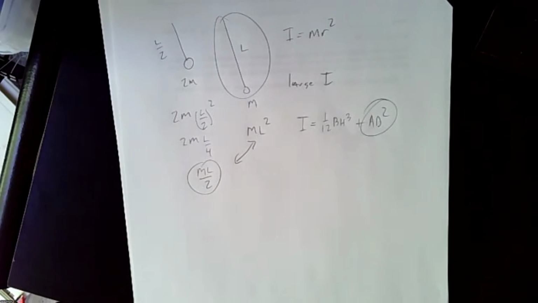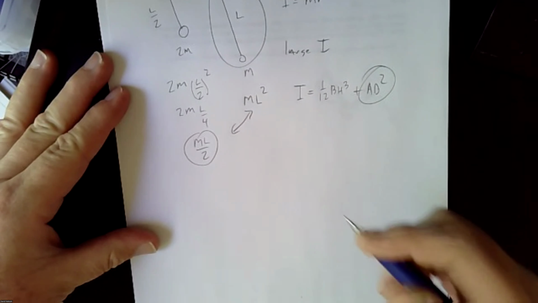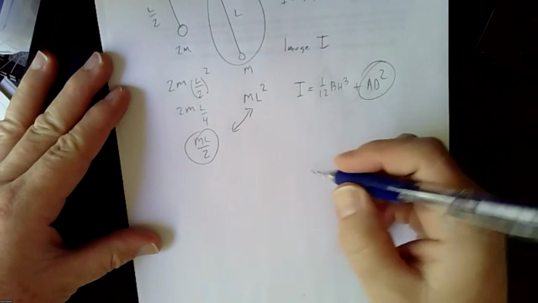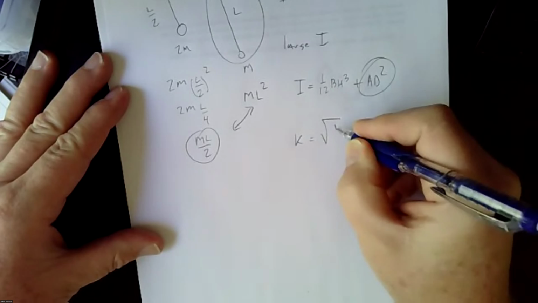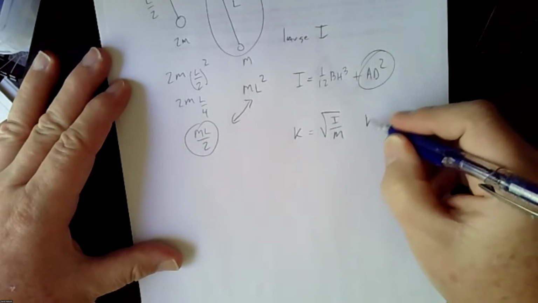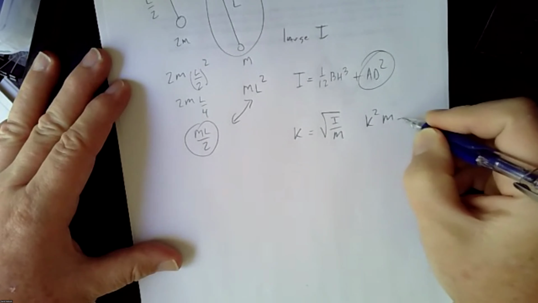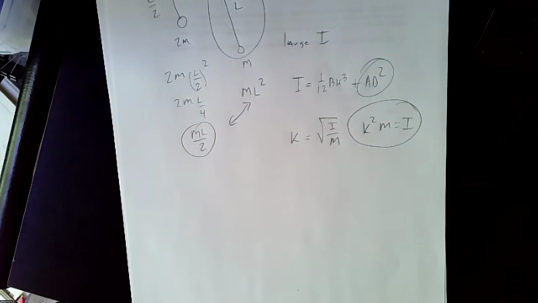We'll have a table of values for it, and oftentimes we'll use this relationship of the radius of gyration, which says that k equals the square root of I over m. Or you can write that as k squared times m equals I. Okay, so we'll be coming back to this in some of the problems that we'll do.